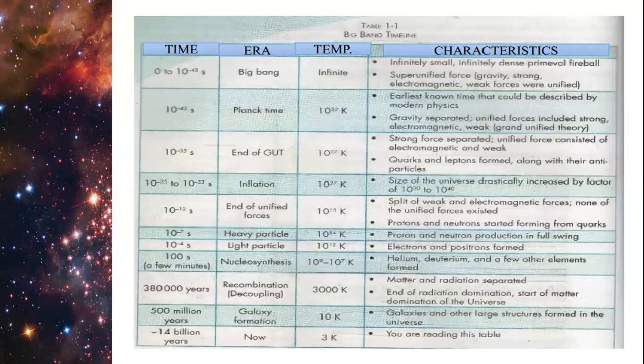500 million years after, the temperature dropped to 10 Kelvin. This is known as the galaxy formation era because galaxies and other structures were formed during this period. Approximately 14 billion years after, which is now, the temperature is 3 Kelvin.